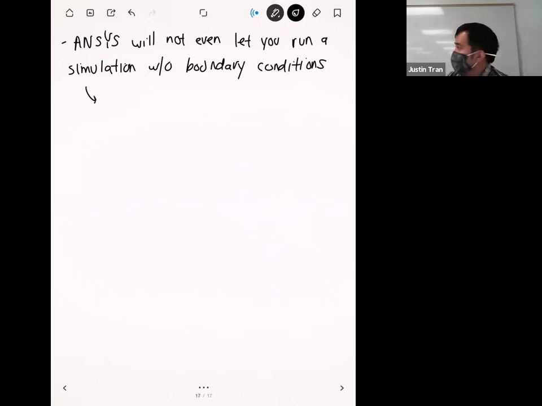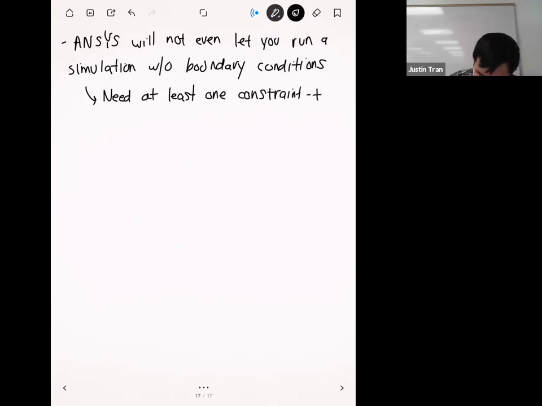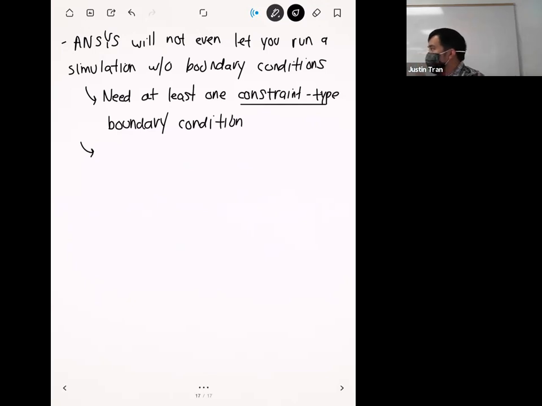And so the bare minimum of boundary conditions that you need to apply before you can run something in Ansys is you need to have at least one constraint type boundary condition. Okay. You need one of those for sure. And so there's no negotiating that.